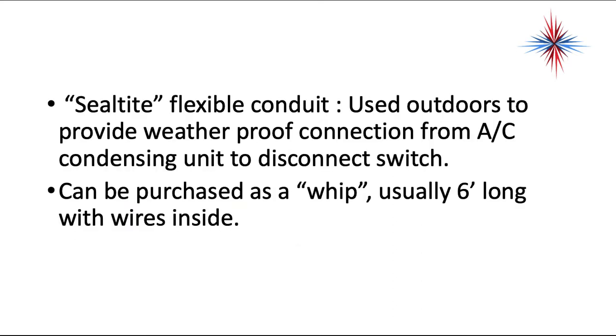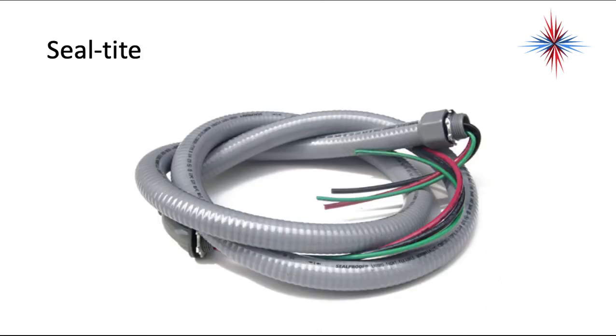Seal-tite is a flexible conduit. It's used outside to provide weatherproof connections from AC condensing units to disconnect switches. It can be purchased as a whip, usually 6 foot long, with the wires and all the connections. This is an example of seal-tite. Notice it has specialized connections on the outside here. There's a washer under that nut. That nut comes off. You put this into the disconnect of the unit, put the nut back on over it, tighten it up, and then you connect your wires.